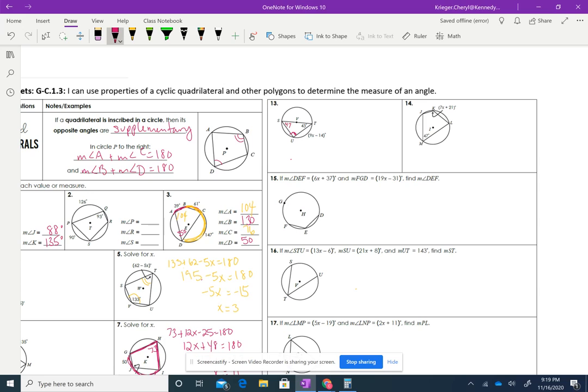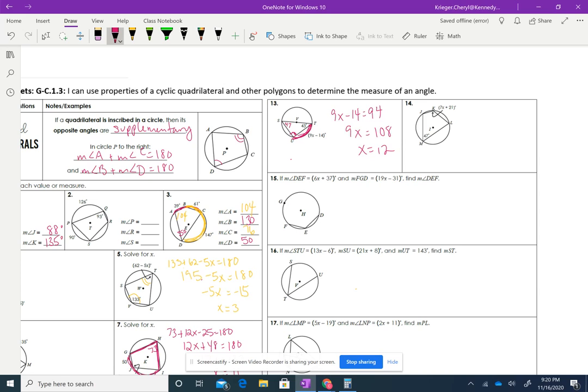And that means 9x minus 14. Its inscribed arc is going to be equal to 2 times 47. So 9x minus 14 equals 94. Okay, so I will add 14 to both sides. 9x equals 108. And so that gives me x equals 12.